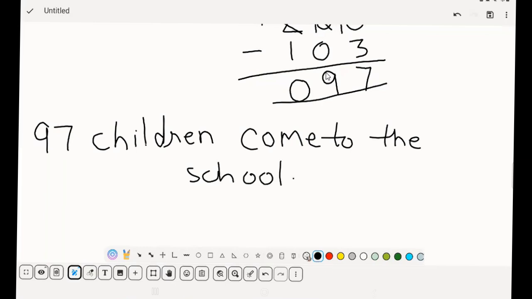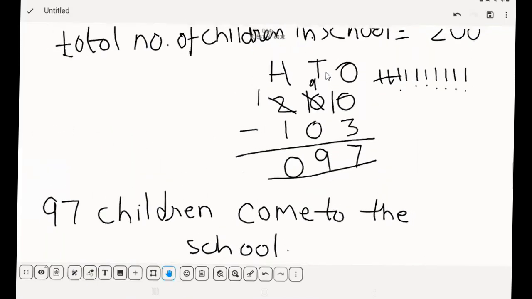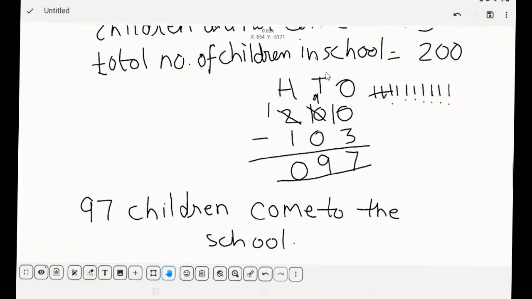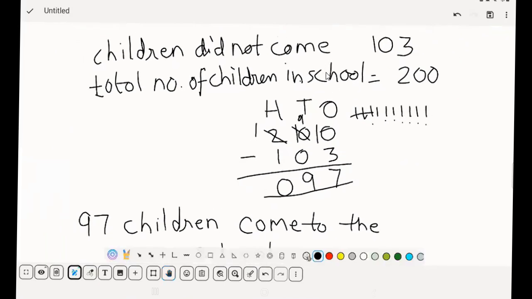Okay, I hope there is no issue. Just look at the example again. How will you do this? So firstly, you need to write the statement. Children did not come, then you got 102. And then the total number of children in school, that is 200. Then write the number in HTO pattern, that is 200 minus 103. Then subtract it.